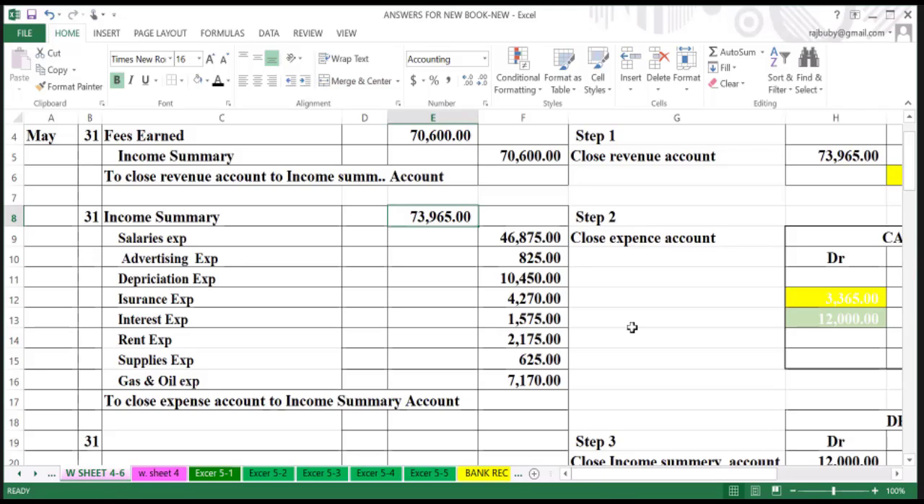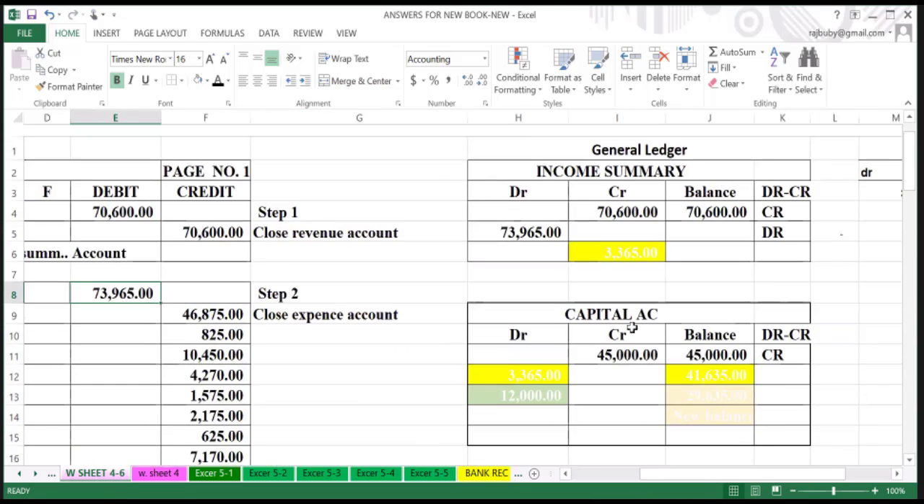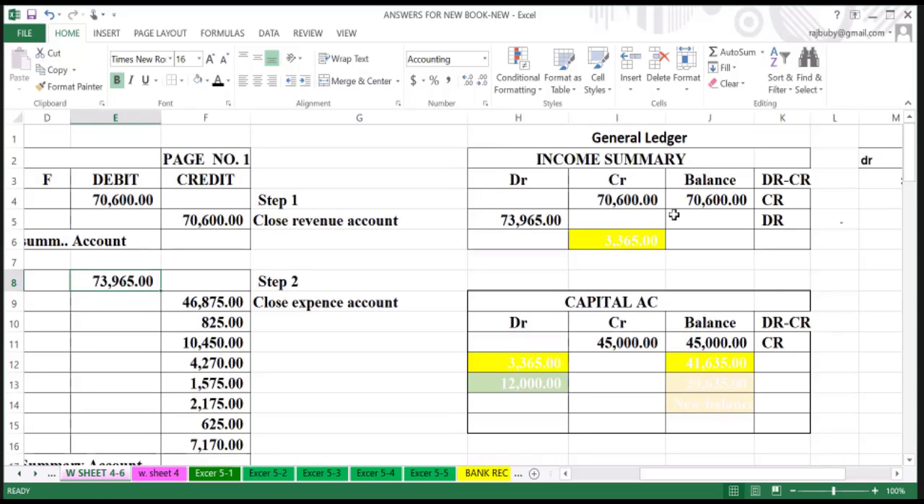This is the income summary account. Our revenue is going to be on the credit side and expenses on the debit side. We are going to calculate profit or loss from the income summary account. After we transfer, this one is going to be 70,000 minus 73,000. This one is 3,365. That is our loss because our revenue is less than expenses, right?